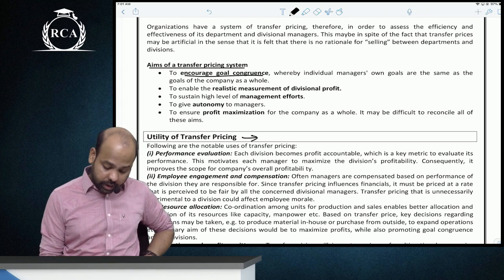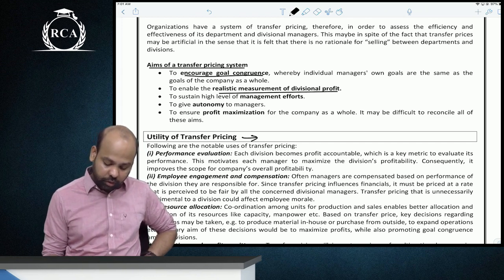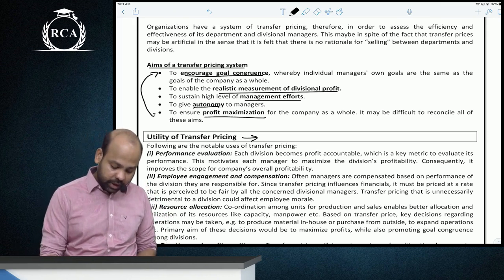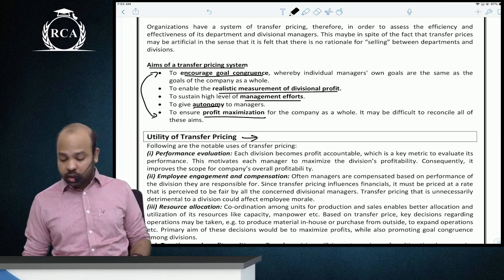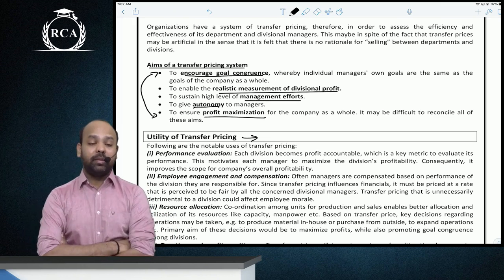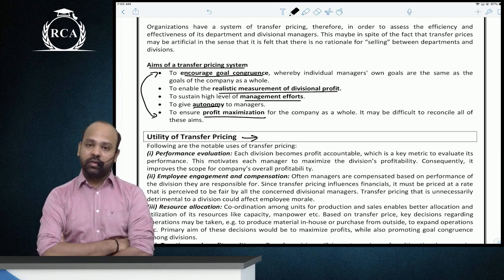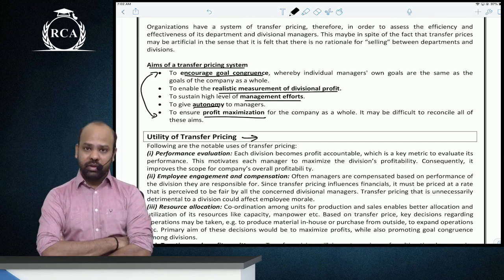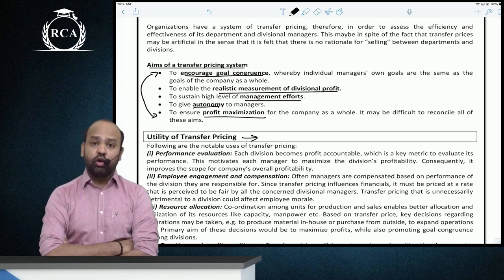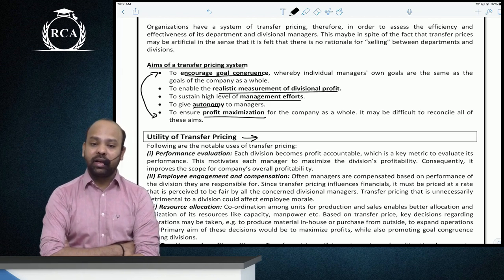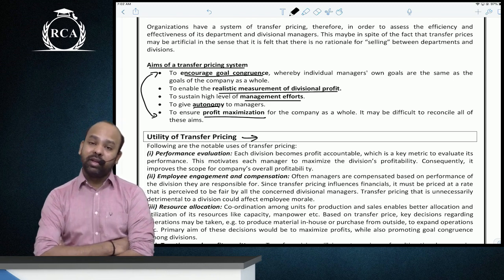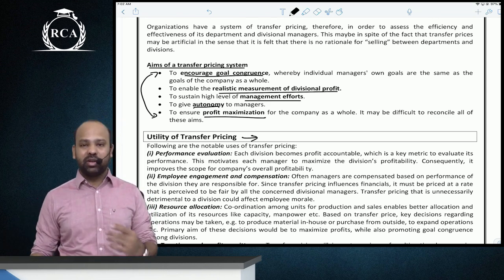It should enable realistic measurement of divisional profits, sustain high level of management efforts, and give autonomy to managers to ensure profit maximization. The first point and last point are related. When you say goal congruence, it is basically maximizing organization profit as a whole. It should provide a realistic basis for measurement of divisional profits. That means not just goal congruence, not just profit maximization of the entity as a whole, but it should also give us a basis for measuring the efficiency and effectiveness of all of these divisions, to measure their performance.